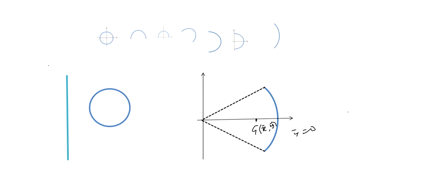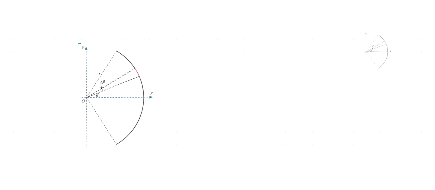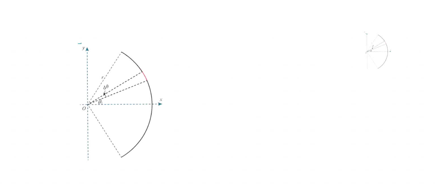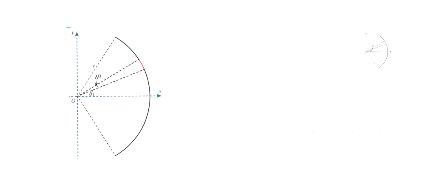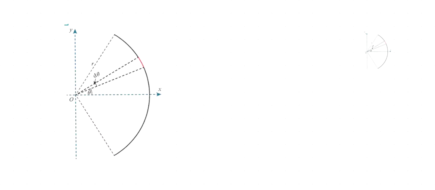Okay, let's just consider this now. I have another diagram to look at. So we have this that I snipped from my book. This is the arc now. Okay, and my target is to find the center of mass of this arc.